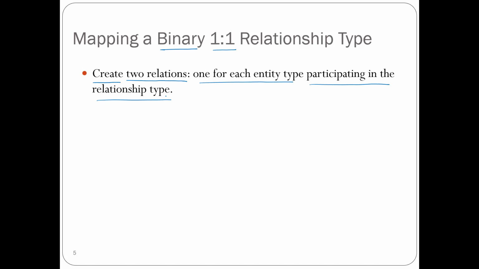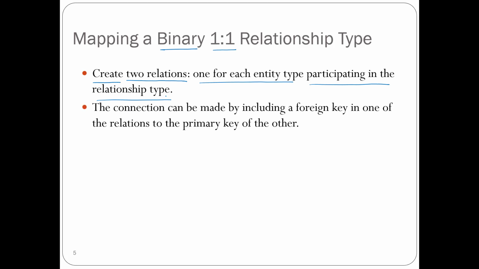Then there is a relationship, right? And a relationship involves the association, which you can call a connection as well. Now the connection can be made by including a foreign key. The foreign key is going to help us in connecting the relations that correspond to the two entity types. So the connection can be made by including a foreign key in one of the relations, and that foreign key will refer to the primary key of the other. Okay, that is going to be the approach.